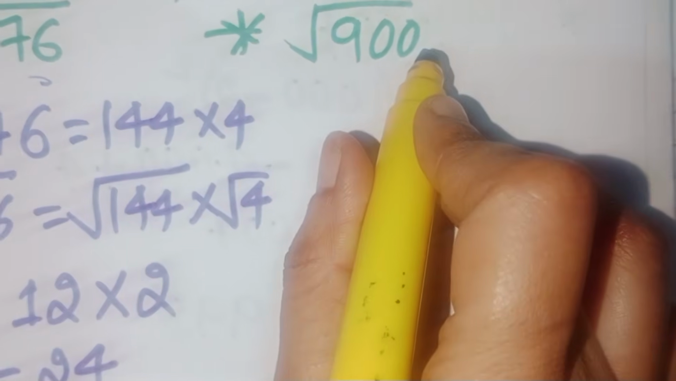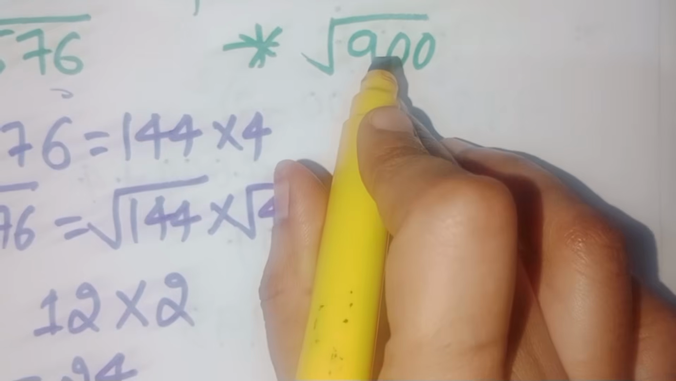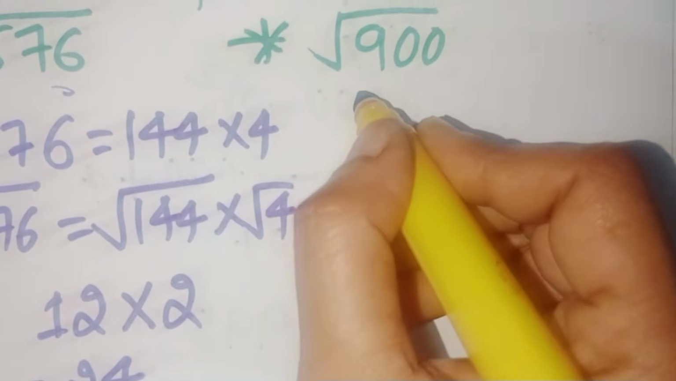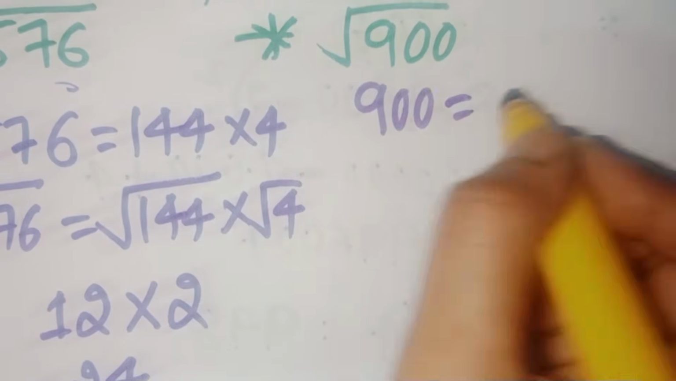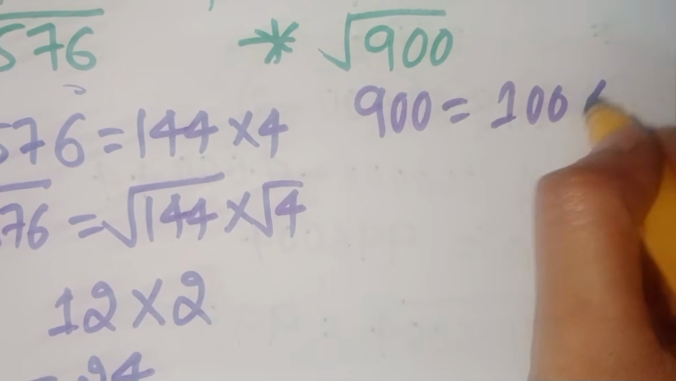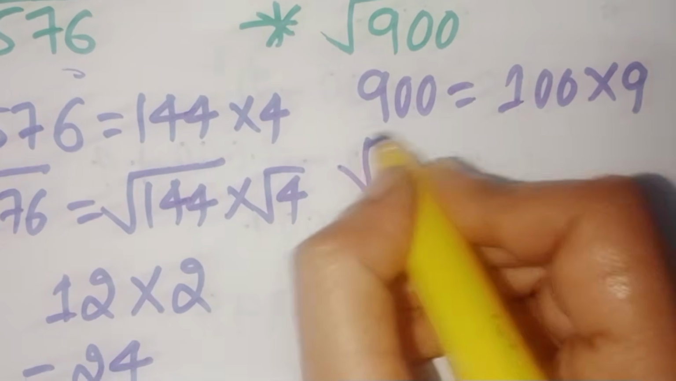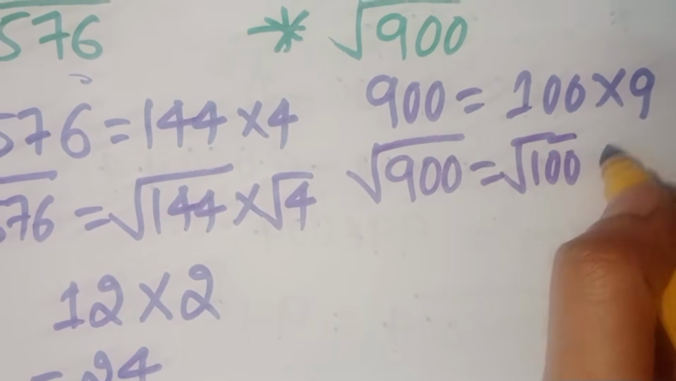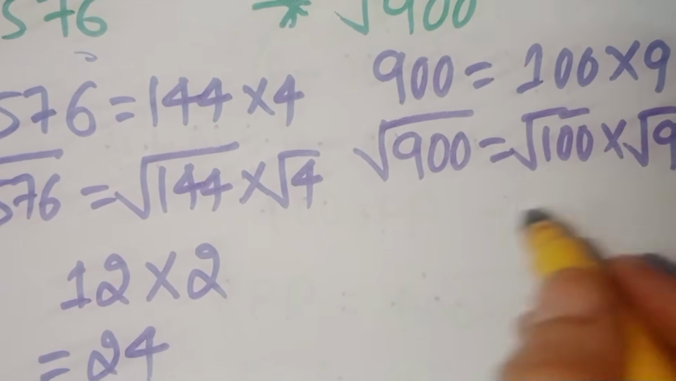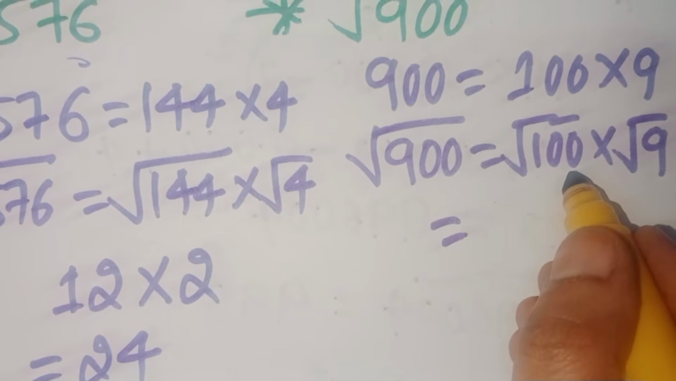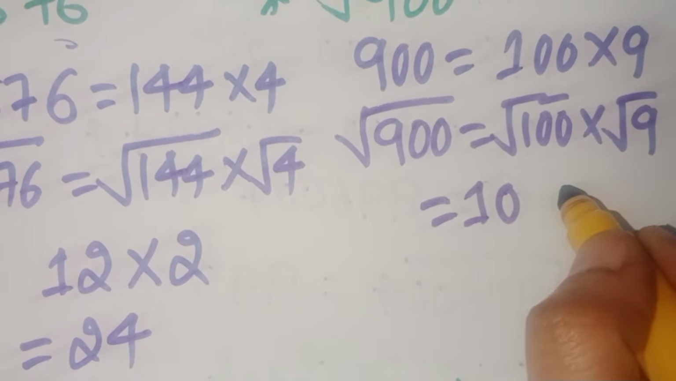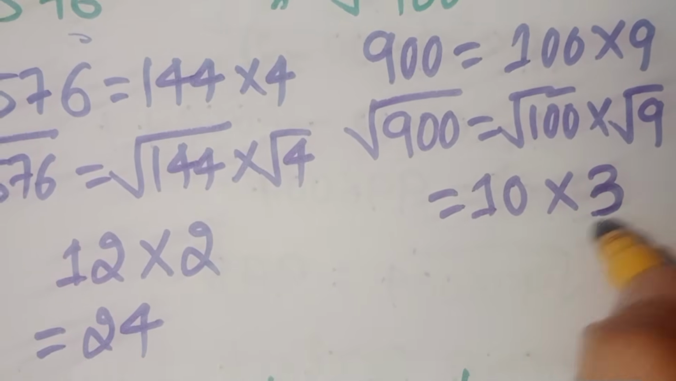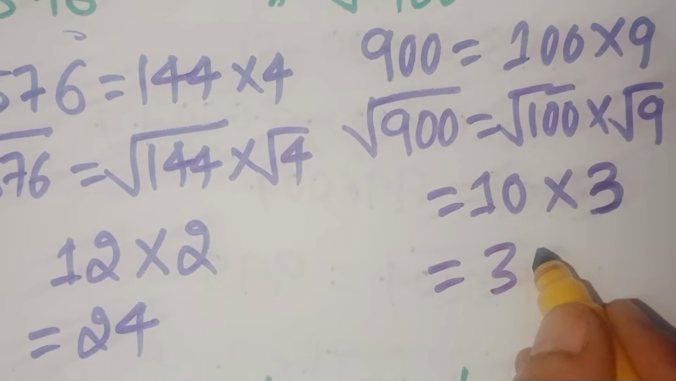Square root of 900. Break the number into factors that are perfect squares. We can write 900 as 100 times 9. Square root of 900 is equal to square root of 100 times square root of 9. Square root of 100 is 10, times square root of 9, which is 3. So the answer is 30.